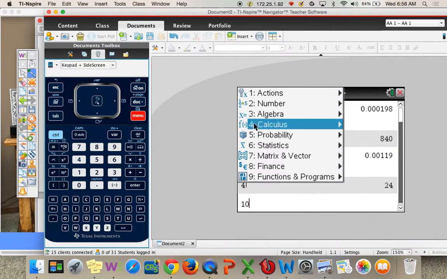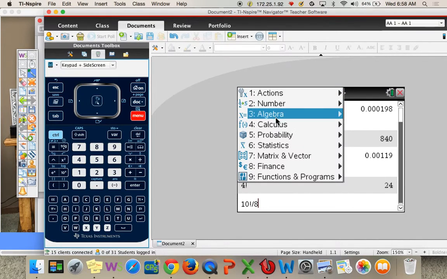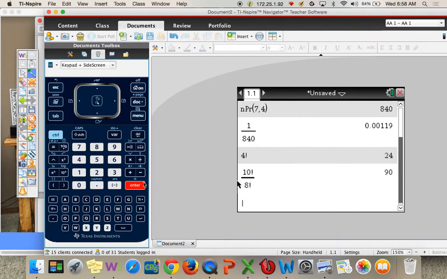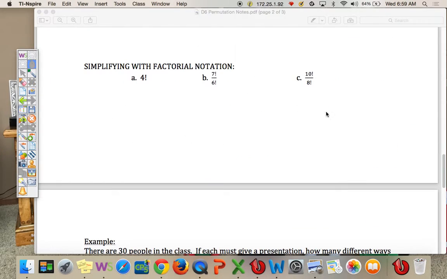It's 10, menu, probability, factorial, divided by 9. No, it was 8, wasn't it? So 8, menu, probability, factorial, and we get 90. So here's just the shortcut way to do it. Think about what it means. You can cancel a bunch of 1s and solve.